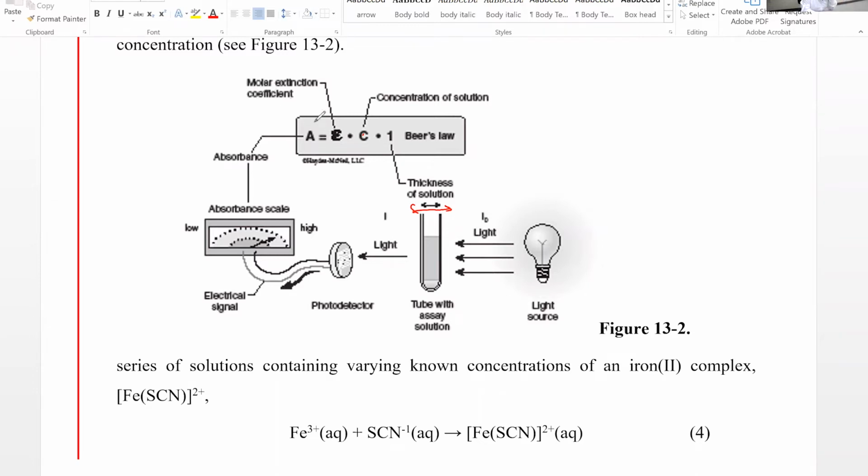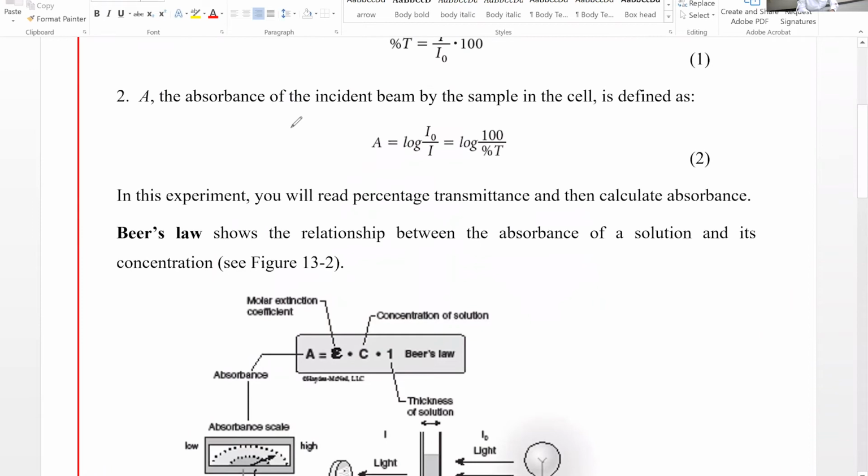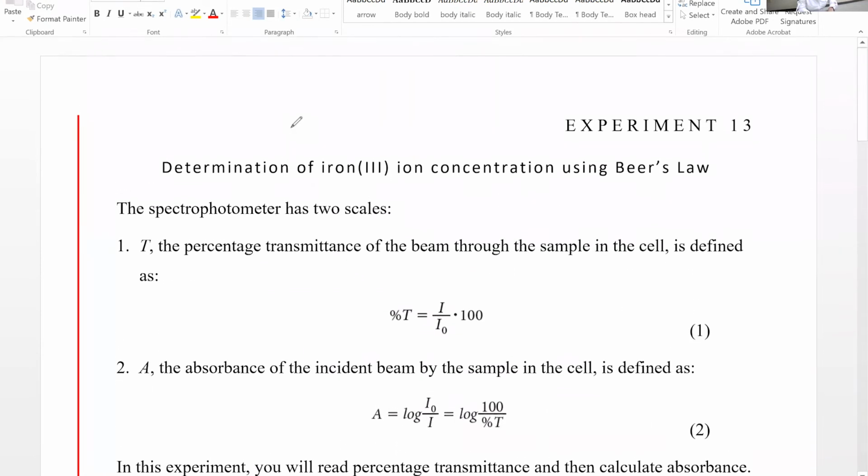And then we have this epsilon, which is a constant number. So the amount of light being absorbed is directly related to the concentration. The higher the concentration, the higher the absorption of the light is going to be. Absorption of light is a logarithmic number, so it makes it easier for us if we measure the percent transmittance, how much light would pass through, and then calculate the absorbance, because that's more straightforward.